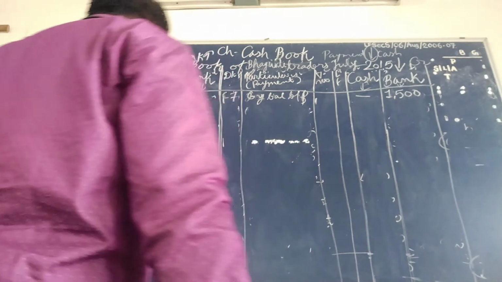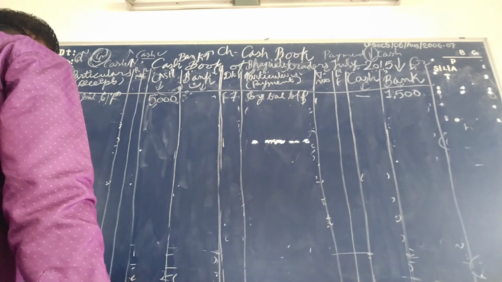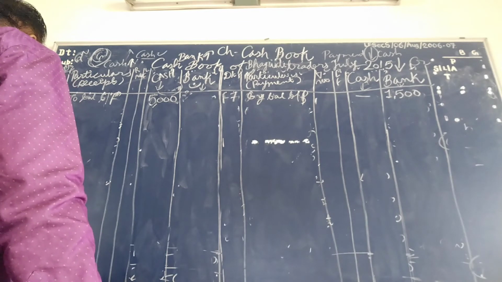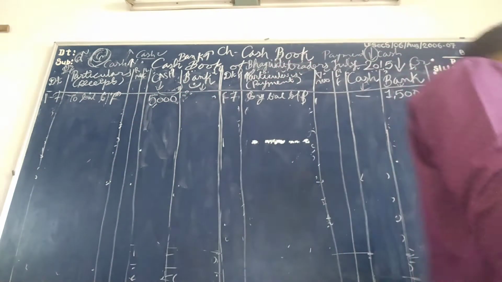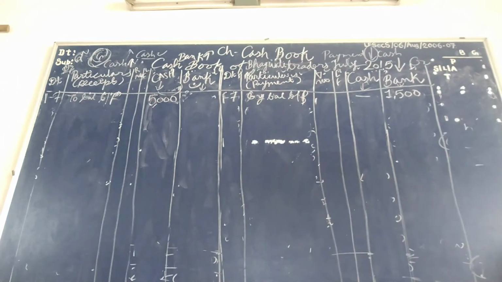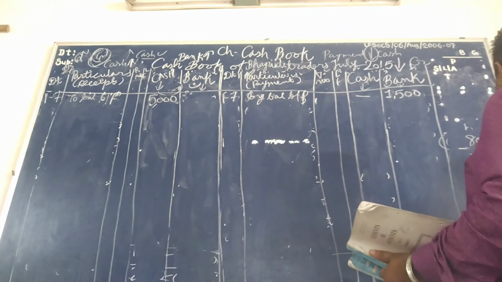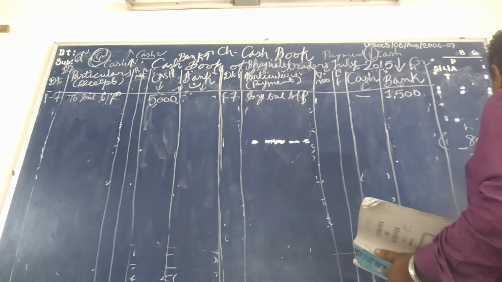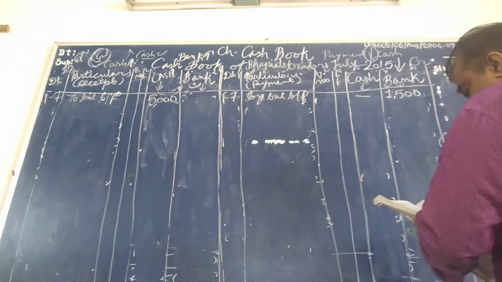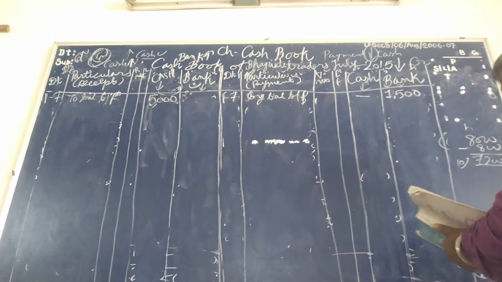Now 3rd of July, goods of rupees 8,000 sold to Janki at 10% trade discount for cash. Here we sold the goods to Janki on 10% trade discount. So from 8,000, the 10% trade discount will be deducted. 10% of 8,000 is 800, so the remaining balance is 7,200. And we sold it for cash.